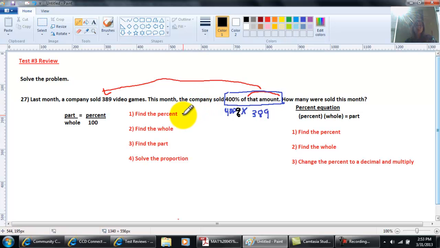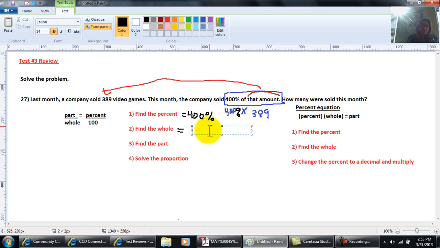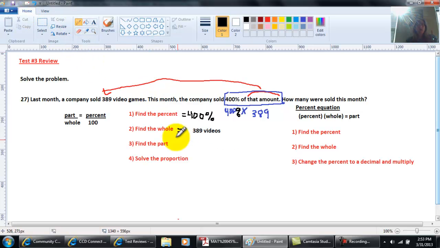So the percent, of course, is 400. The whole is the total amount of video games that were sold the first month, so 389 video games, and then the part is an unknown. We don't know. So the part is X. So we have all these pieces, and let's put them into the equation.